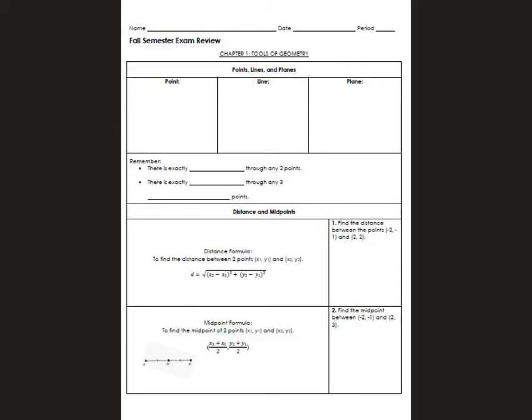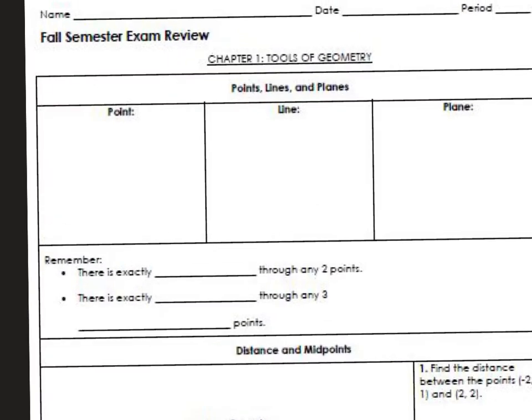All right, so tools of geometry: points, lines, and planes. Points are objects in space that have no set dimensions. We characterize these by capital letters. Lines, there are three types. We have lines, we have rays, and we have line segments. Each of these is defined by the existence of 2 points, named by either the 2 points that make up the line or by a lowercase letter.